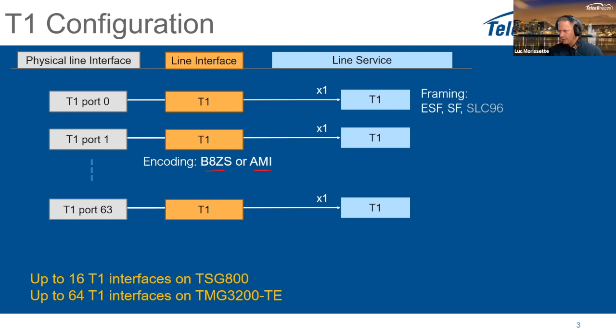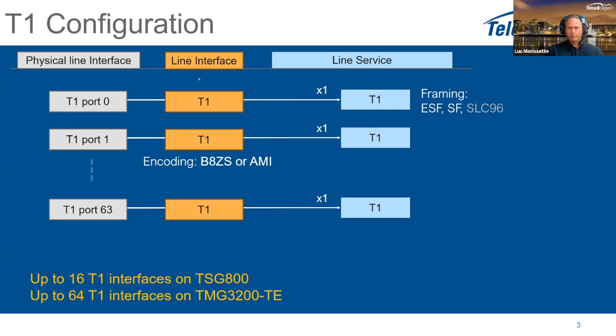So AMI is for older CAS lines, but normally if you're not sure, you will choose B8ZS, and that would work most of the time. On the line service, we need to configure the framing. There are 3 types of framing, but only 2 that we use: extended super frame and super frame. Again, when it's B8ZS, we would use ESF, and if it's AMI, then we would use SF as the frame.